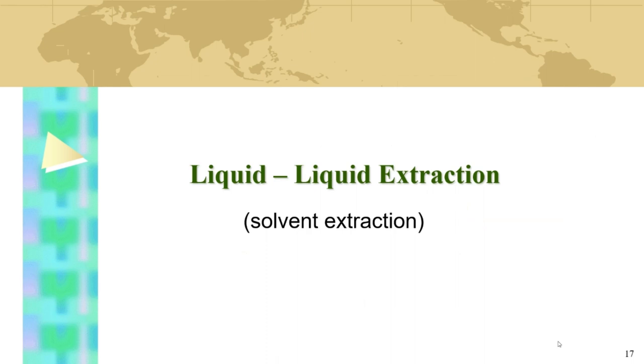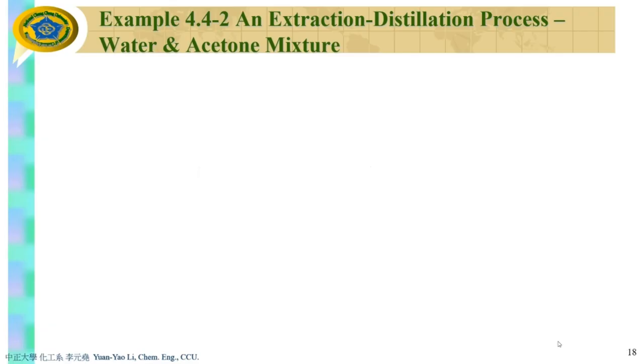So today we are going to talk about liquid extraction, and this is also called solvent extraction. So what is solvent extraction? This is an example which is very important. As in example 4.4-2, extraction distillation process. This process has two operation units. The first unit is called extraction. The second unit is called distillation. And this process is for the purpose of separation of the water and the acetone.